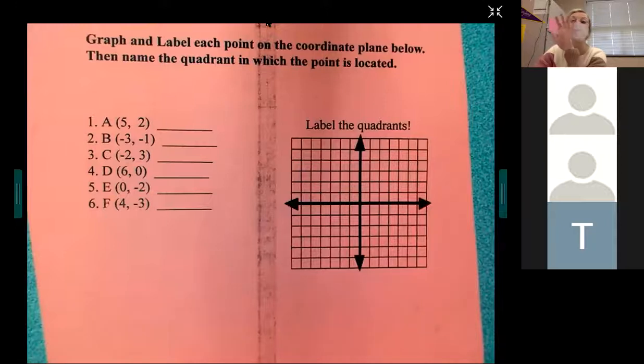On this, I'm going to give you 5 minutes. I'll give you a 5-minute break from me talking. Try the bottom part, not the top, just the bottom. See if you can graph those points and then tell me what quadrant they're in.